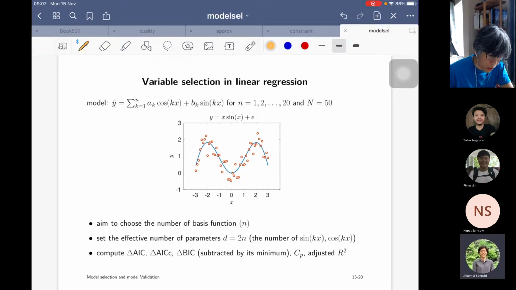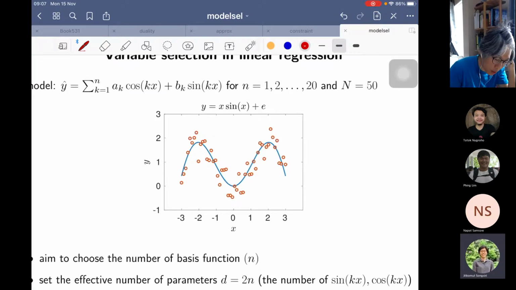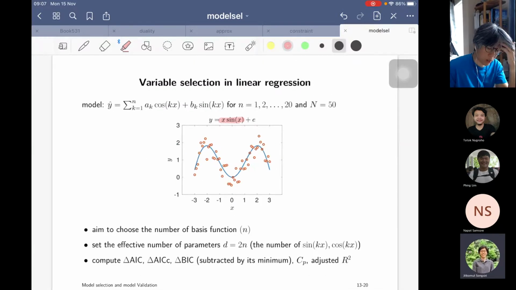In this example, I represent a linear regression model, and what do we do? The data points, the true representation is the graph of x sin x, which is the black line. This is the model setting. When the noise is corrupted, the data points are represented by the red dots.